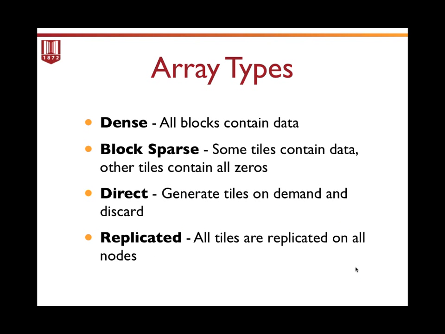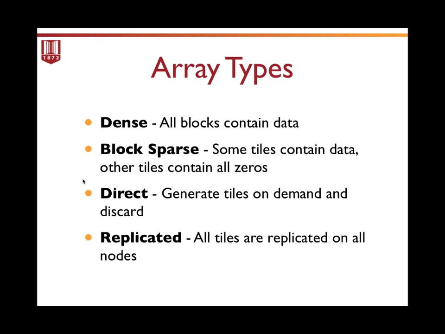So the types of tensors that we support in TiledArray are dense blocked containers. So we have dense tensors. We have block-sparse tensors, where we don't store any actual data for 0 tiles. We have direct method tiles. So these are tiles where you have an empty container, and whenever you need data for that particular tile, the container will generate the tile's data, use it in computation, and then throw it away.